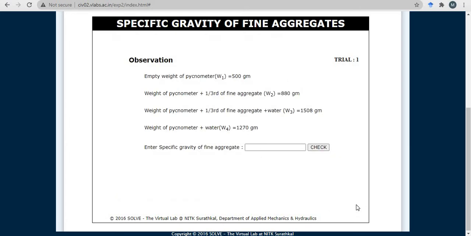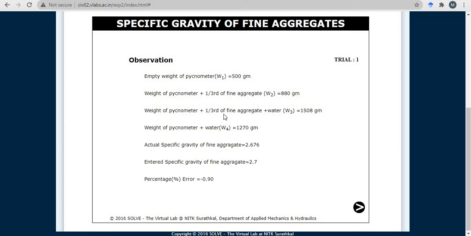But for this test, it is important for you to have a calculator. Why? You need to get the actual specific gravity and then enter the value for you to check. I'm just going to use a random value. Okay, not here. 2.7, check. Okay, so you can see the percentage error and all that, but make sure you calculate on your own. Don't enter a random value like me.